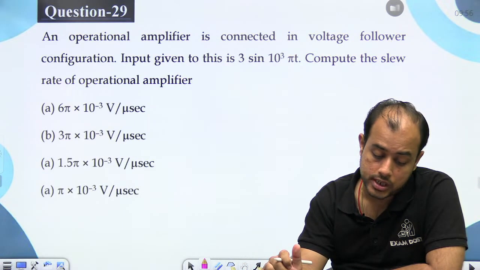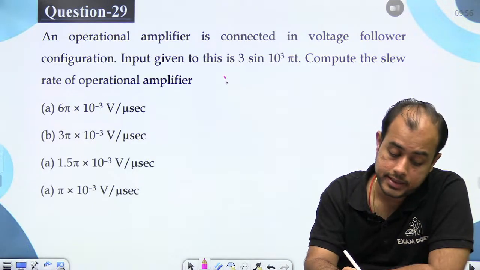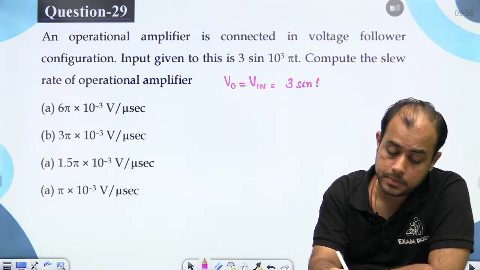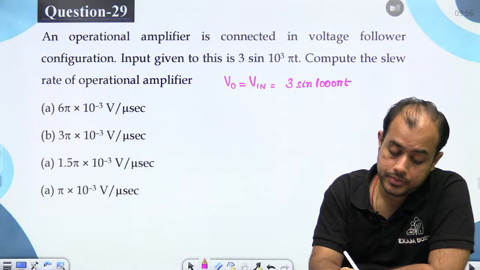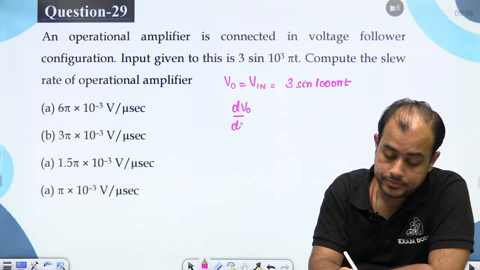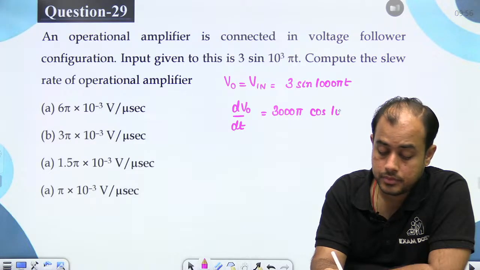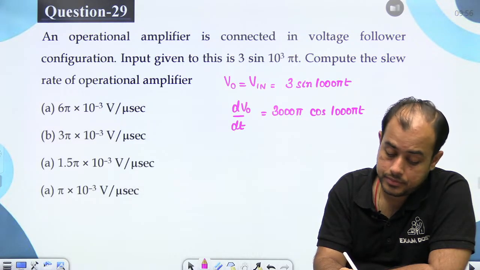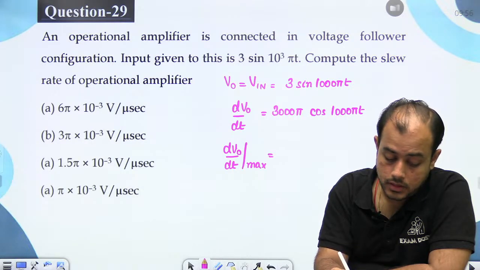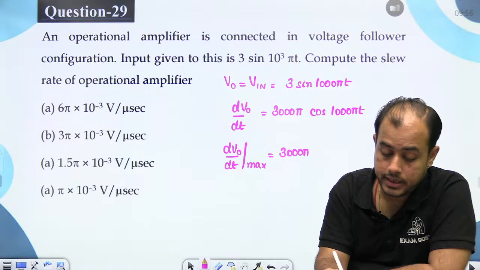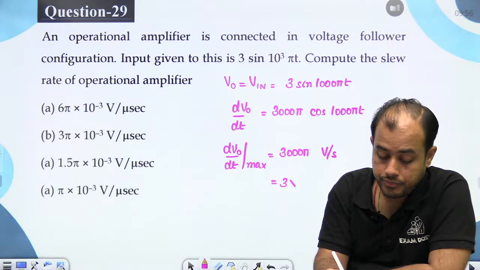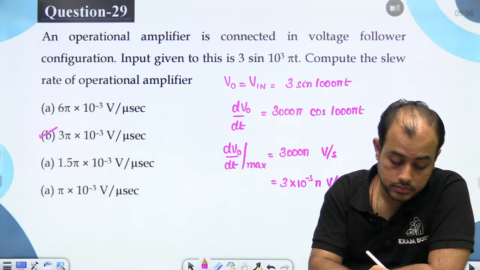Op-amp is connected in a voltage follower configuration. So basically V0 is Vin, 3 sin 1000 pi t, slew rate. So dV0 by dt is 3000 pi cos 1000 pi t. Maximum is 3000 pi. B.